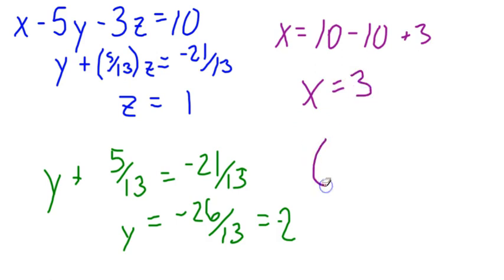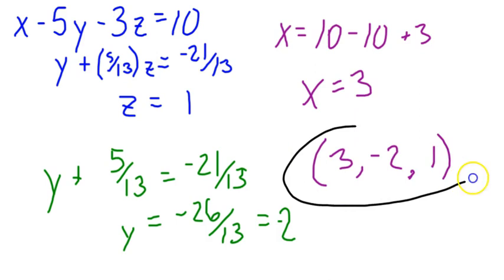So our ordered triple, we would get 3, negative 2, and 1. That is the solution to this system of equations. So we took our original system, rewrote it in matrix form, wrote that matrix in row echelon form, which allowed us to have an easier system to solve algebraically.